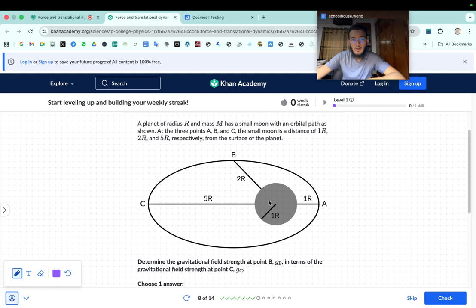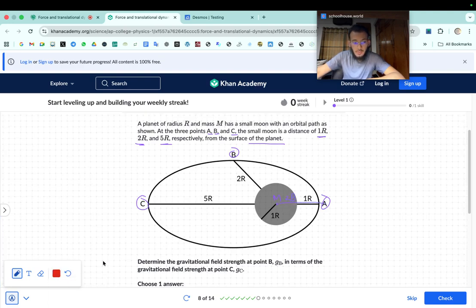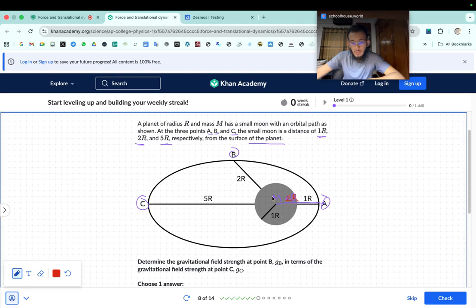A planet of radius r and mass m has a small moon with an orbital path as shown at the 3 points A, B, and C. The small moon is at the distance of 1r, 2r, 5r, respectively from the surface of the planet. If it is at a distance of 1r from the surface, then from the center it would be 2r. And for B, from the center, it would be 3r. And for C, from the center, it would be 6r.